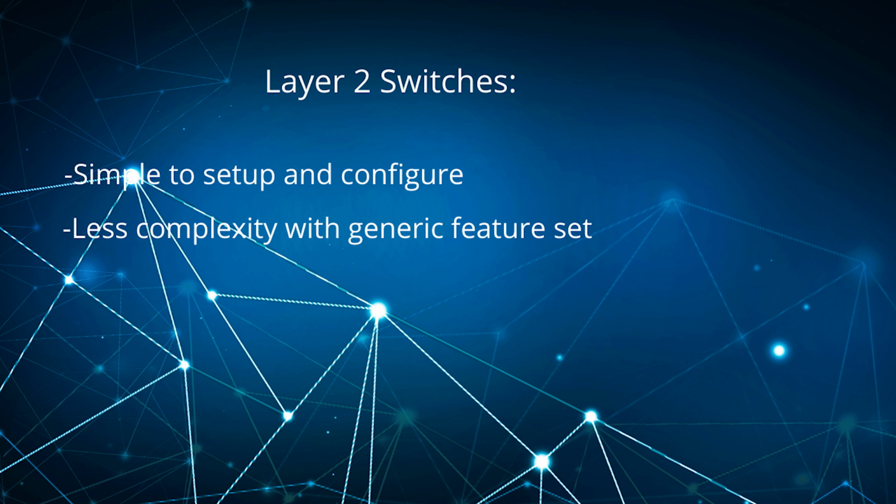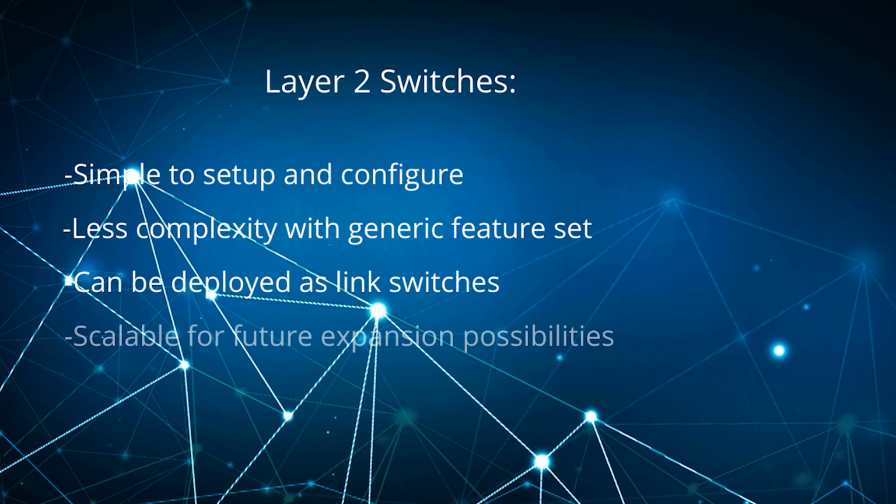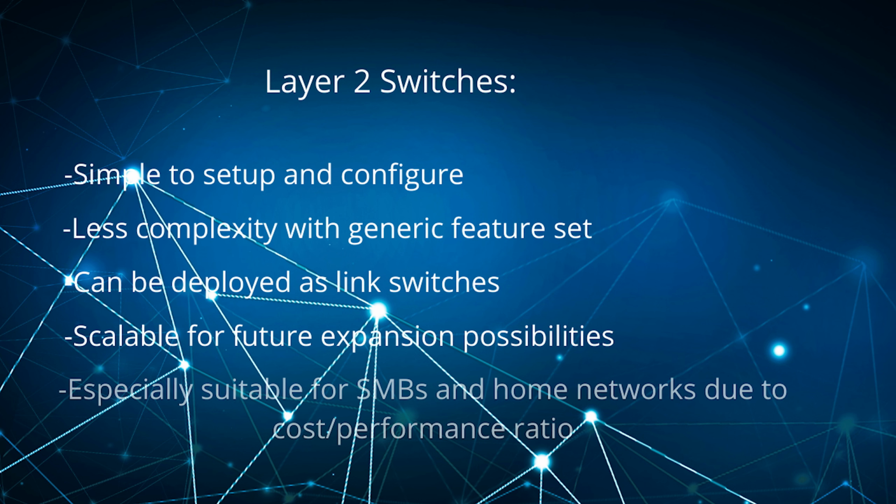How to decide? Layer 2 switches are simple to set up and configure. As the routing characteristics are not entertained, much of the complexities are eased with the generic feature set. They can be deployed as link switches and can be the termination point for multiple ISP links. When deployed as an edge/link switch, the network becomes scalable for future needs and expansion. If you have a small business or home network, then going for a Layer 2 switch would be beneficial in terms of performance and cost.